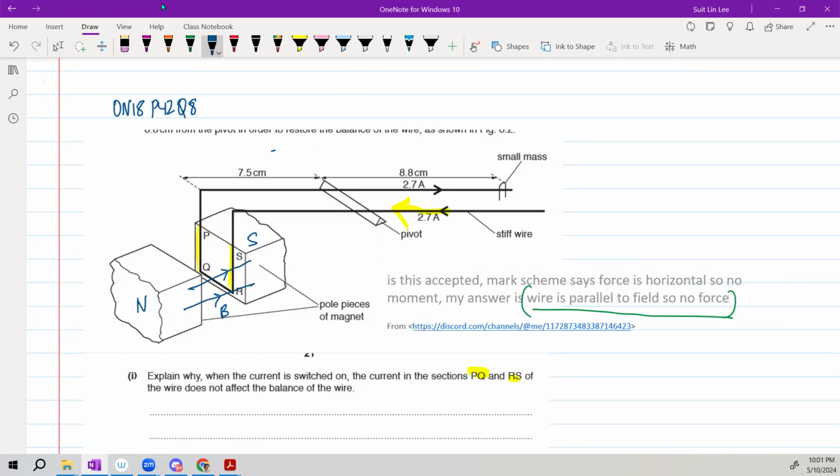So the answer is no. Your statement is wrong already. B and I are not parallel. This 2.7 ampere current will go like this, and this one will go like this. QR is also not parallel, QR is also perpendicular. No part is parallel in this case.